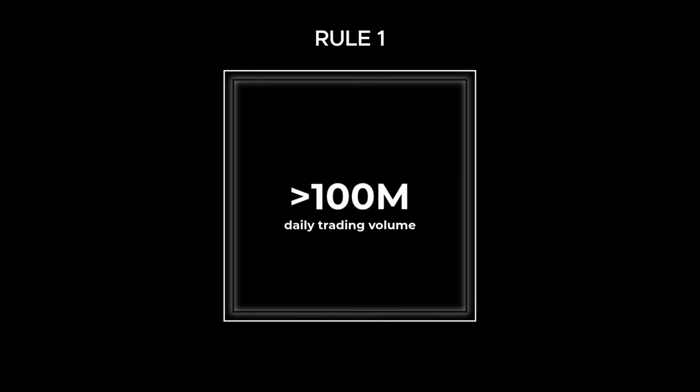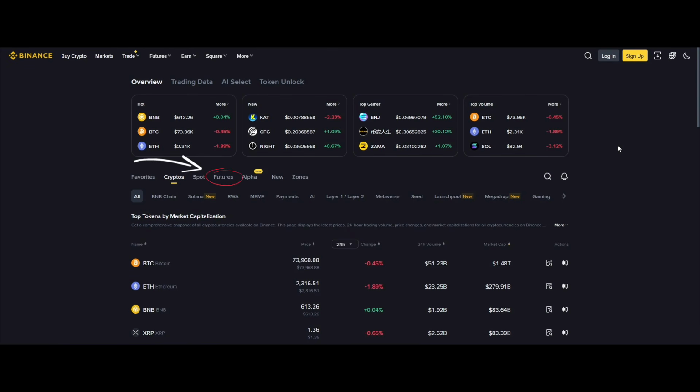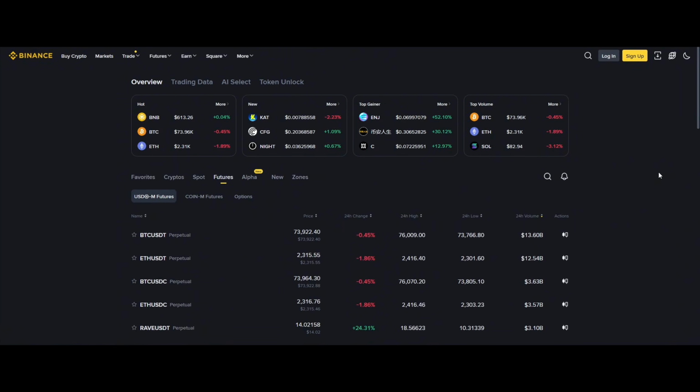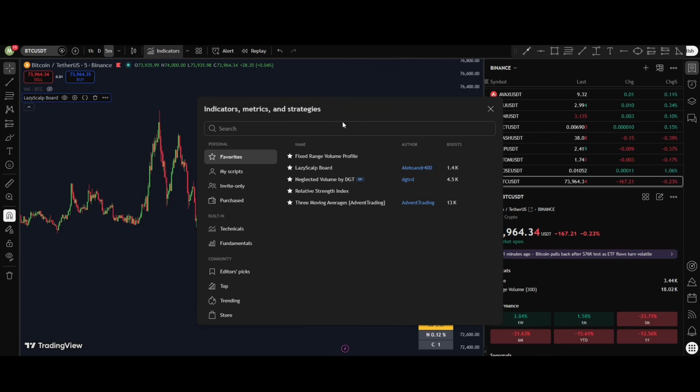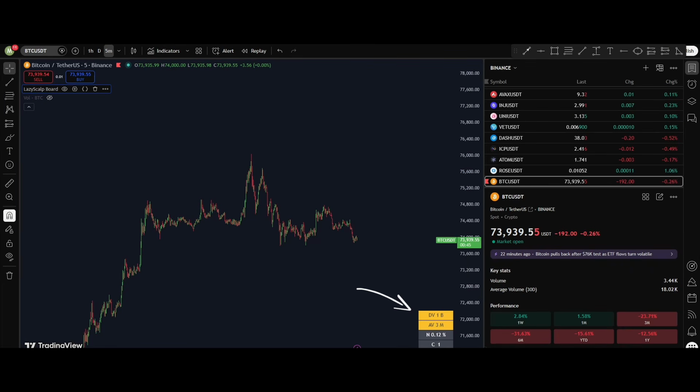Select coins that have at least 100 million trading volume per day. First, go to Binance, select markets, and then choose futures. Here, sort the coins by volume so you can see exactly how much is being traded throughout the day. If you want to do it through TradingView, there is an indicator called Lazy Scalp board. You can see the trading volume there as well.